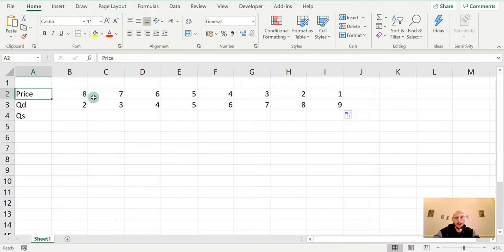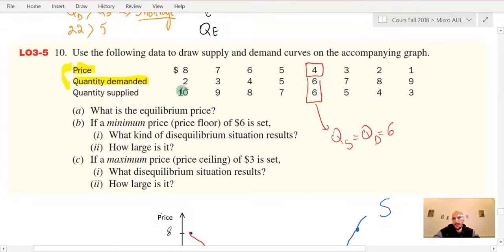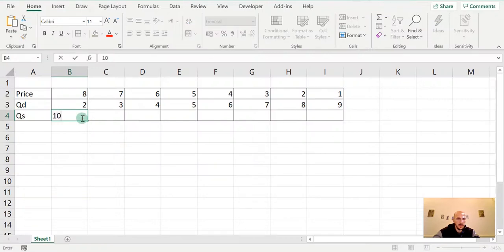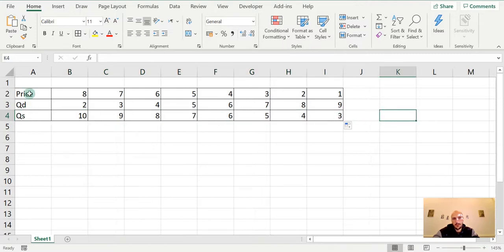Or you can copy the numbers however you are comfortable, and I'm doing it like this just because it will be faster. So 10, 9, 8, 7, 6, 5, 4, 3. We start at 10 and 9, etc. We go to 3. So we have here our three variables: price, quantity demanded, and quantity supplied.